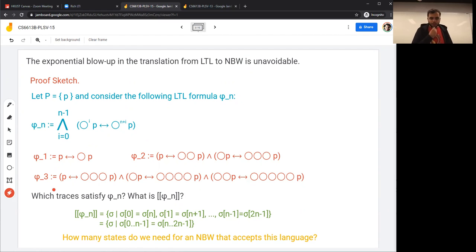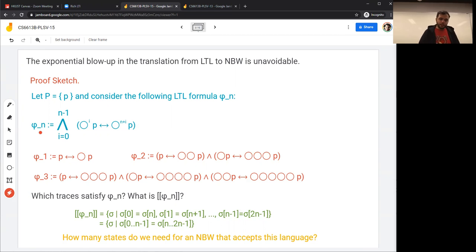We don't need to really compute it exactly. So do you agree that the length of the formula is polynomial in n? Why? Right. We have at most n of these conjuncts, and each one of these conjuncts has a length of 2n plus 2 or something at most. And this is of course syntactic sugar, so you can rewrite it. So overall, the length of this formula is polynomial in n.